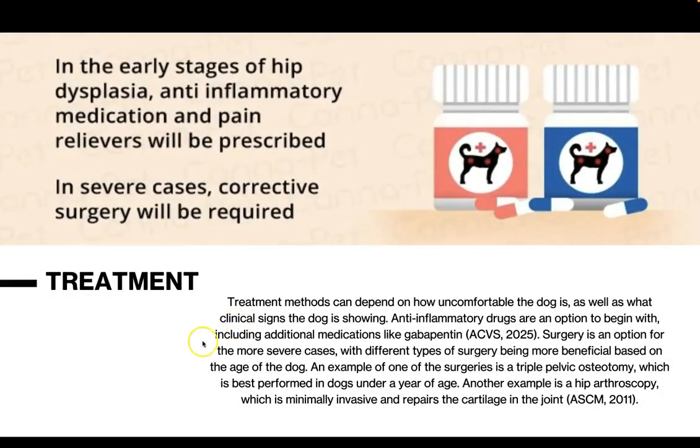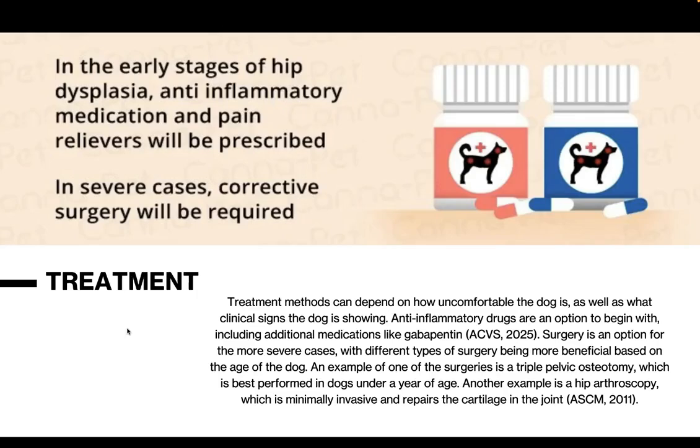Treatment methods of CHD can depend on how uncomfortable the dog is, as well as what clinical signs the dog would be showing. So anti-inflammatory drugs are often the option to begin with, and this can also include additional medications like gabapentin, which is a pain reliever. Surgery is also an option, but that's typically for more severe cases, and different types of surgery are more beneficial based on the age of the dog.